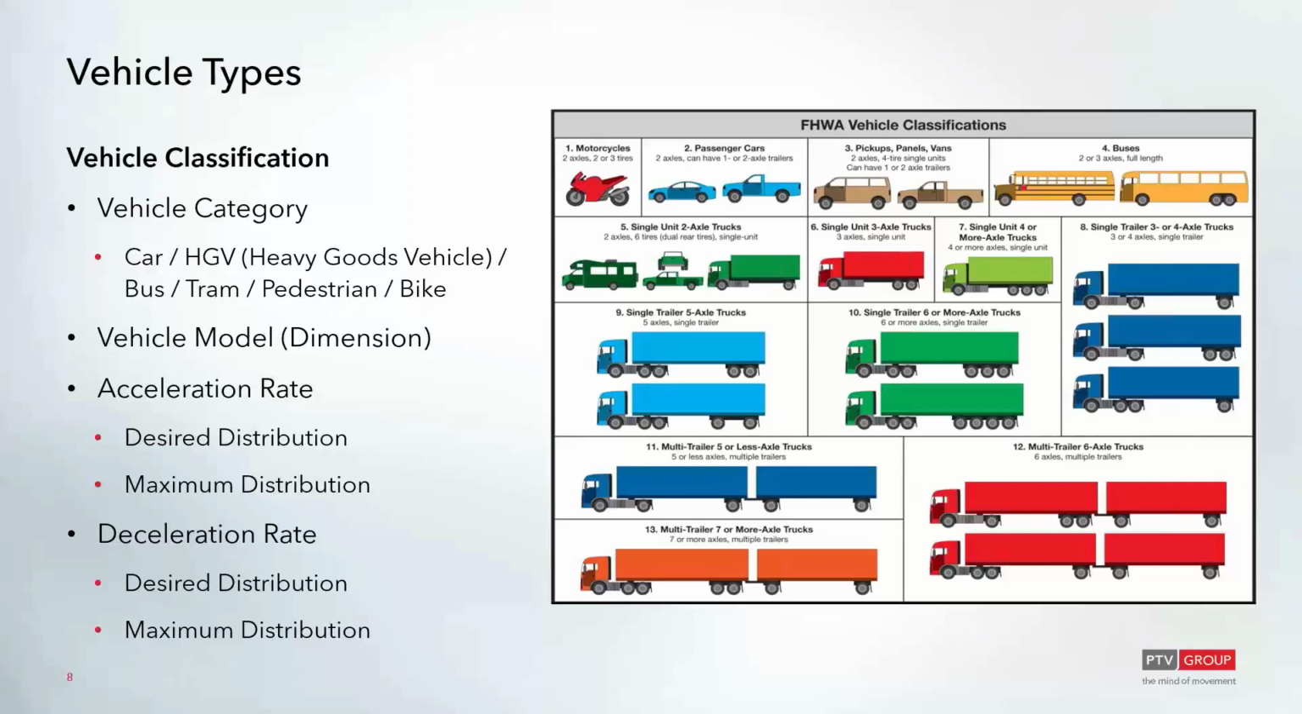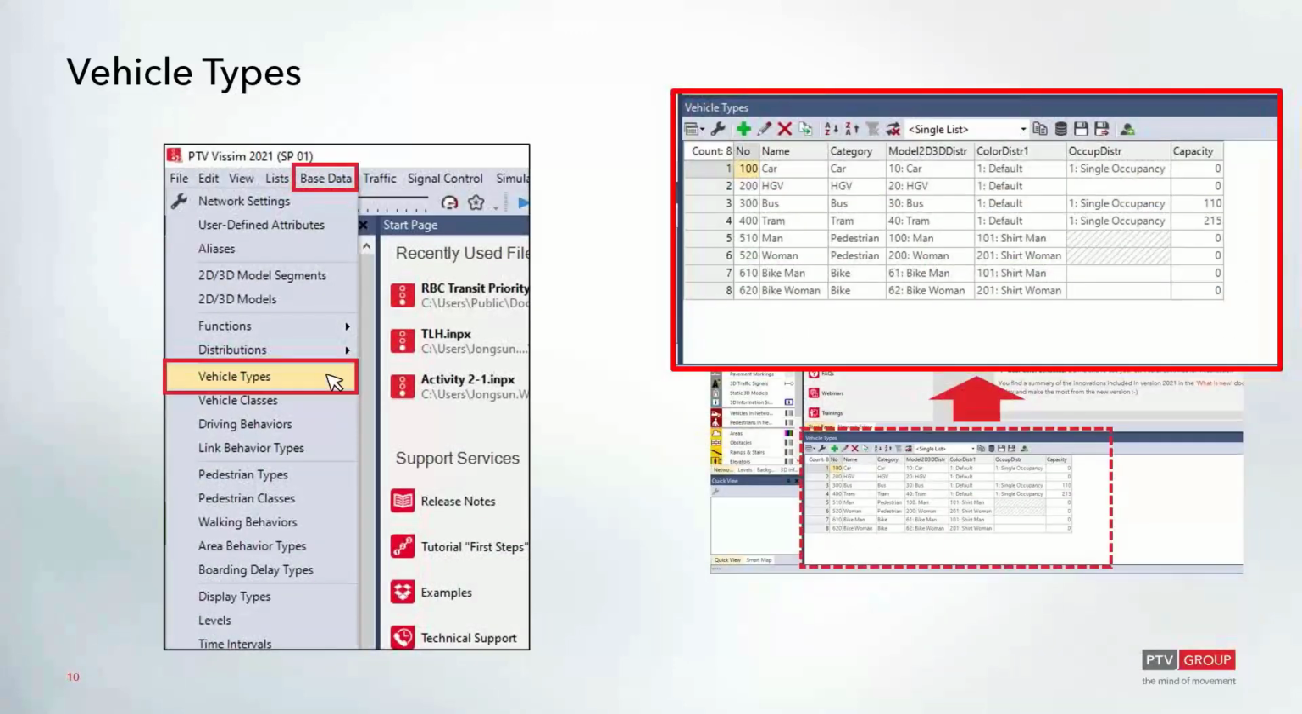But each of these can contain attributes that can be further refined, such as information about the vehicle model and dimensions themselves, as well as information about their acceleration and deceleration. So all of this information for the vehicle types is going to exist under that base data menu. And this is most of the area that we're going to be covering today.